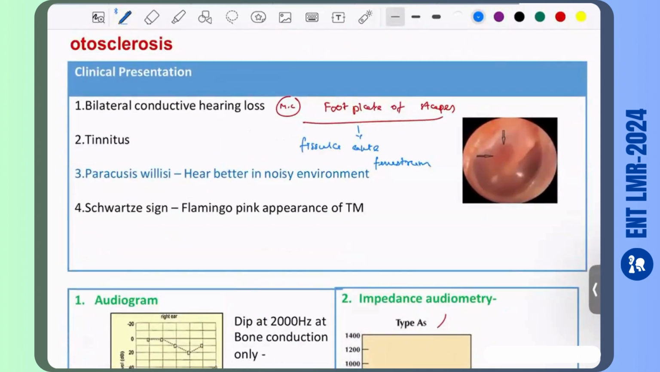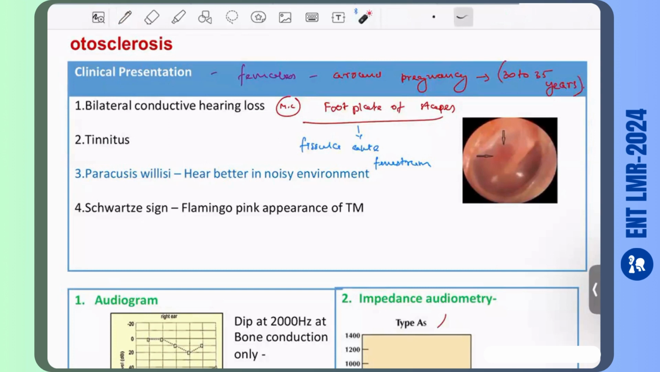What is the presenting feature? It occurs in females, around pregnancy, around 30 to 35 years. Okay. So what will be the feature?